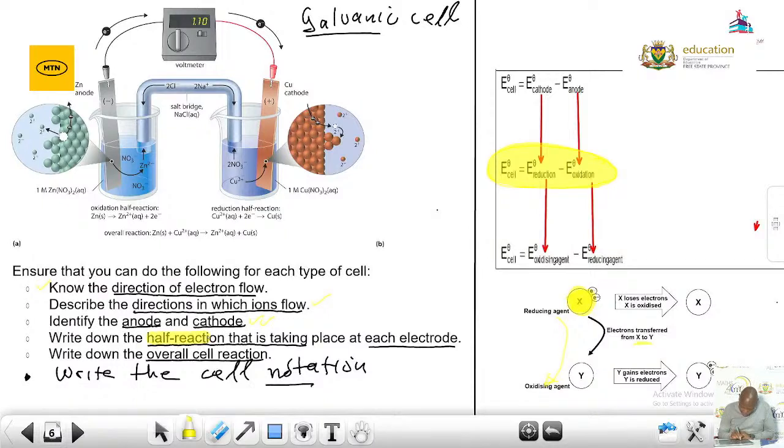So write down the half reaction taking place at an electrode. That comes back to identifying the type of reaction taking place there. Is it oxidation? Is it reduction? And immediately write our overall cell reaction. For the overall cell reaction, just remember we only balance the electrons, and once we balance the electrons, everything becomes okay. Then we can write our overall cell reaction.